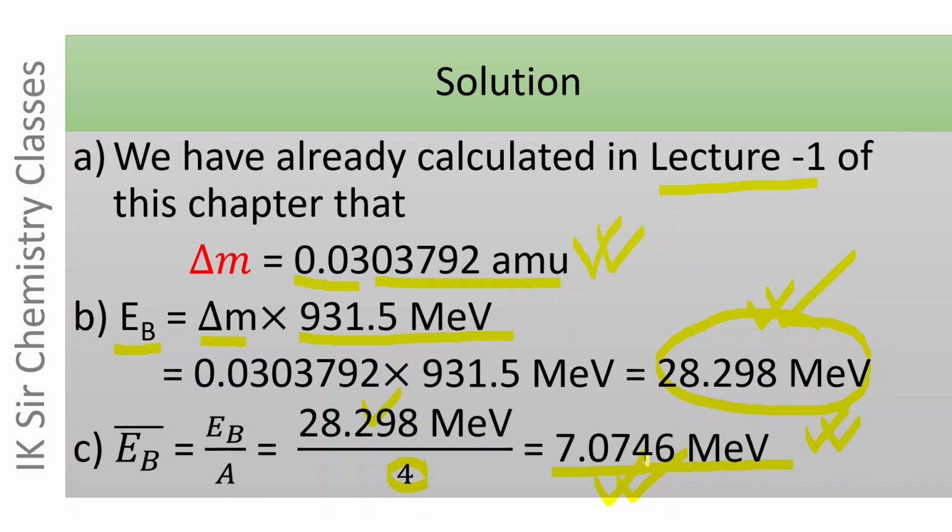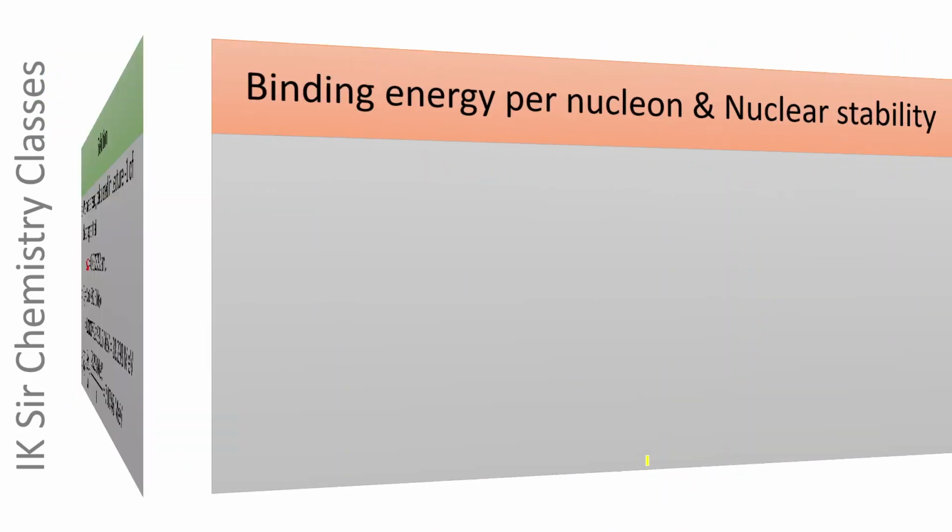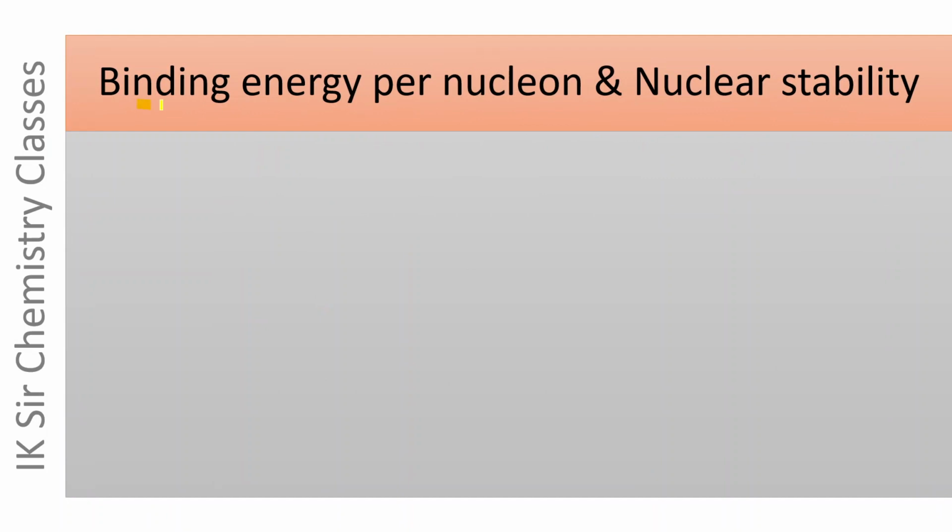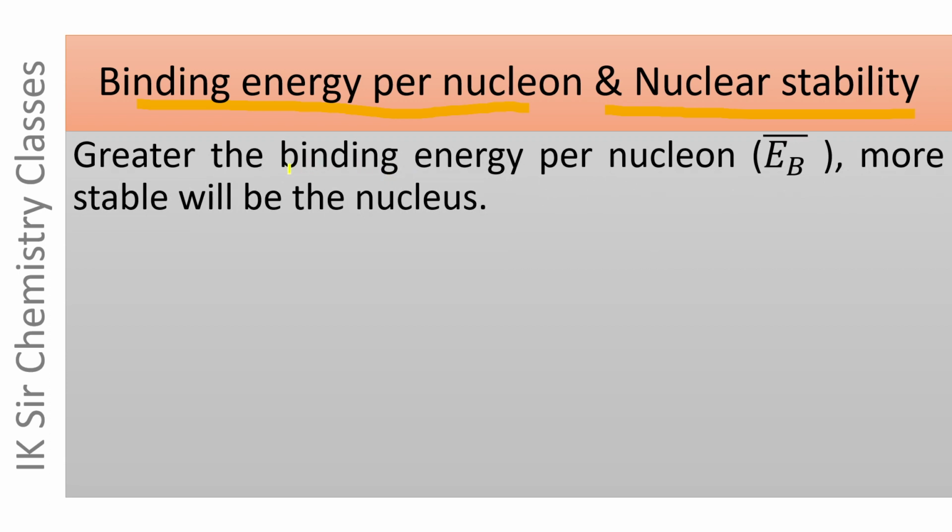7.0746 mega electron volt. Binding energy per nucleon and nuclear stability. The greater the binding energy per nucleon, that is EB bar, the more stable the nucleus will be. Greater the value of binding energy per nucleon, more stable will be the nucleus.